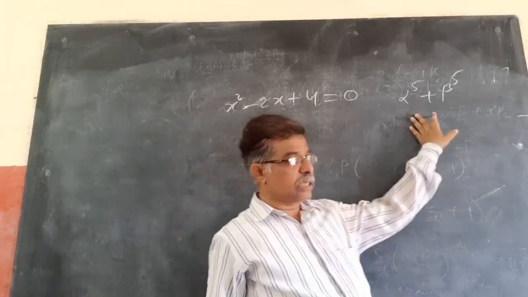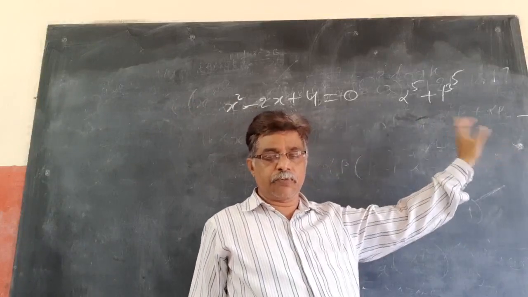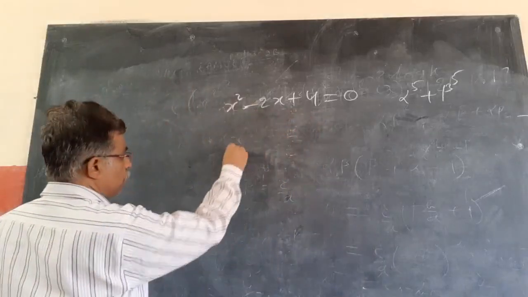We can find alpha square plus beta square, alpha cube plus beta cube, then alpha power 4 plus beta power 4, then alpha power 5 plus beta power 5. That is one way. Another way: you know how to find the roots.